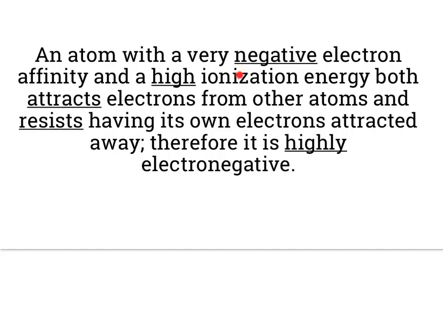Now, electron affinity is basically like the opposite of ionization energy. Ionization energy is the energy required to lose an electron, and the electron affinity is the energy change resulting from gaining an electron. This means that if we have a very negative electron affinity, so energy is released when we actually gain electrons, meaning it's very easy to happen as opposed to adding a lot of energy, and a very high ionization energy, meaning electrons are pulled very strongly to the nucleus, and it takes a lot of energy to release it, we have something highly electronegative.